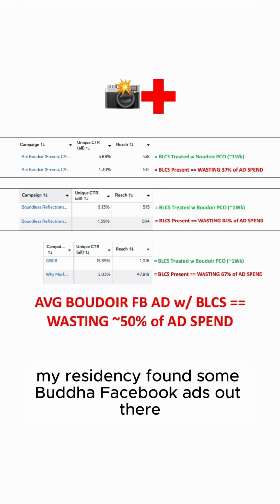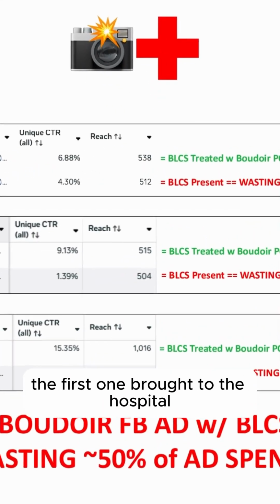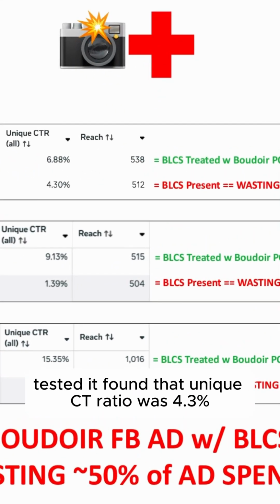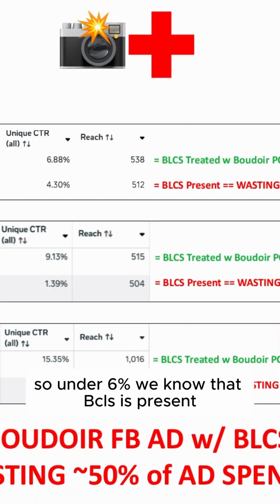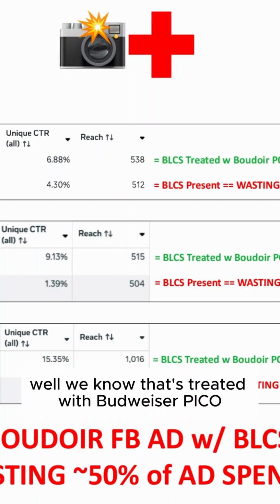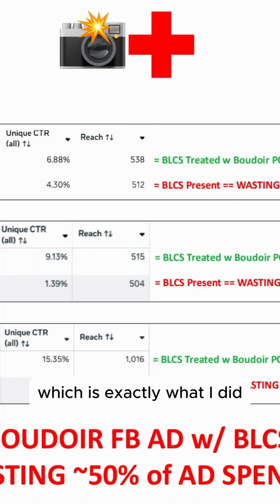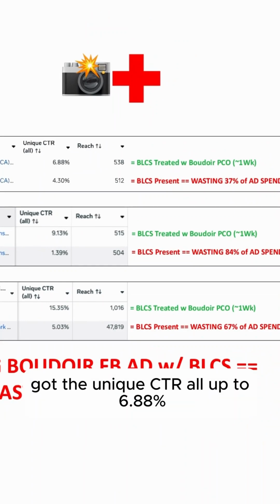So in my residency, I found some Boudoir Facebook ads out there. First part of my residency, I found the first one, brought it to the hospital, tested it, and found out its unique CTR was 4.3%. So under 6%, we know that BLCS is present, Boudoir low click syndrome. Okay, well, we know that's treated with Boudoir Pico, which is exactly what I did. Treated with Boudoir Pico, takes about a week. I got the unique CTR up to 6.88%.